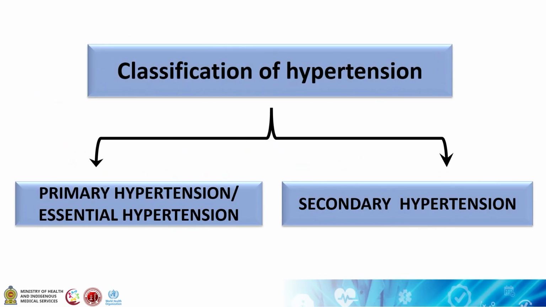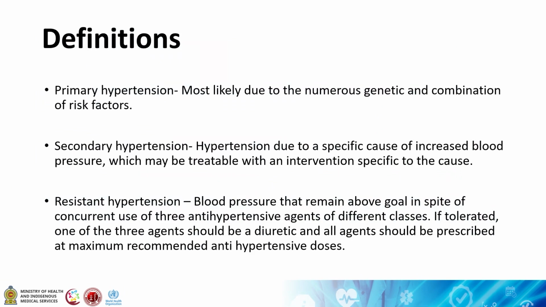The classification of hypertension is as primary hypertension or essential hypertension, and secondary hypertension. Definitions. Primary hypertension is most likely due to numerous genetic and combination of risk factors. Secondary hypertension is hypertension due to a specific cause of increased blood pressure, which may be treatable with an intervention specific to the cause.